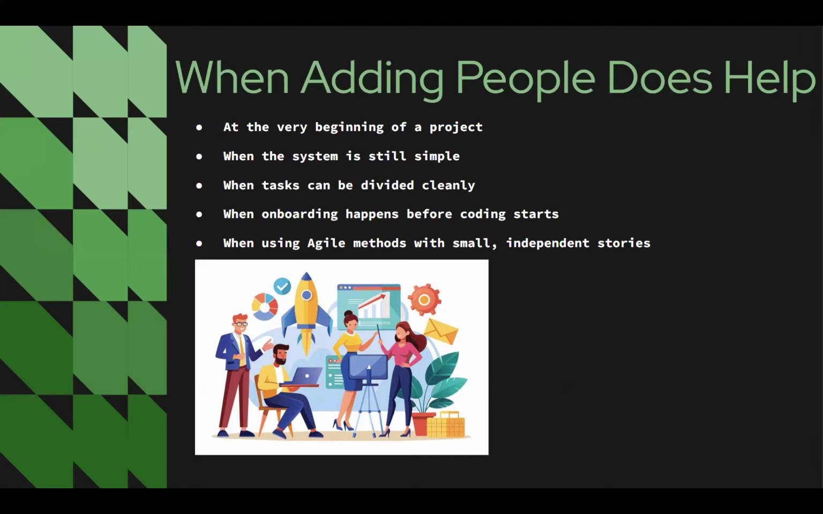And it can tie in with Agile, because if the project is using Agile methods with small independent stories, that means they don't need to know the entire code base. They only need to know a part of the code base to be able to contribute effectively, which means it increases productivity.